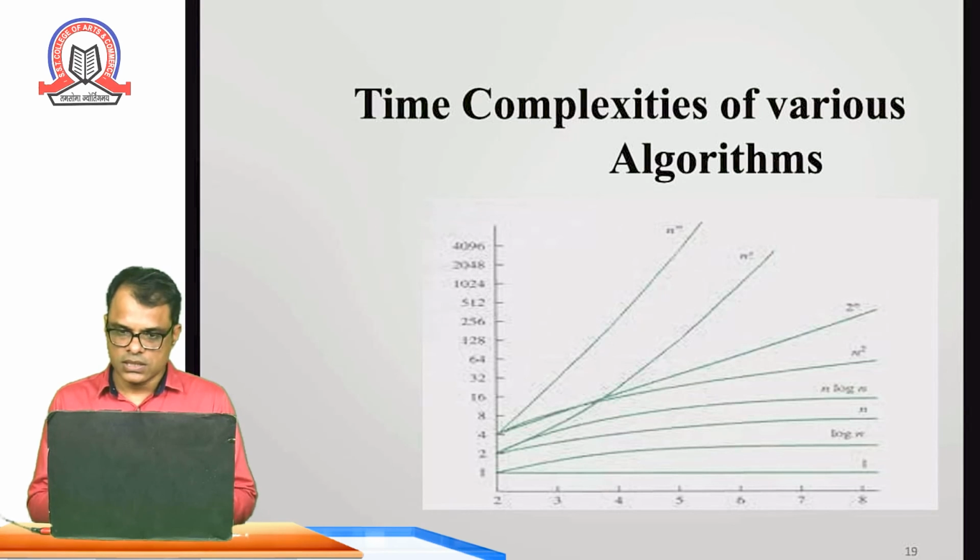Now this diagram shows the upper bounds and lower bounds of a particular function. If we plot the graph, then the O notation graph will go up, omega goes down, and theta gives you both upper and lower bound.